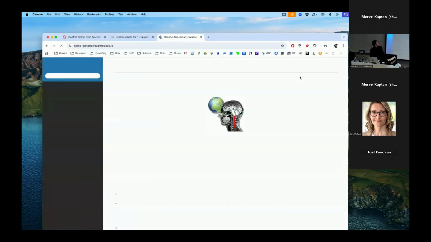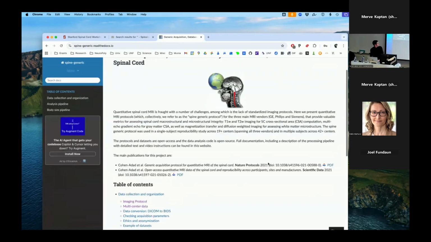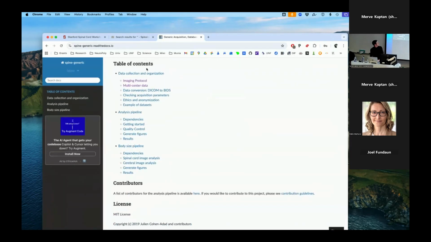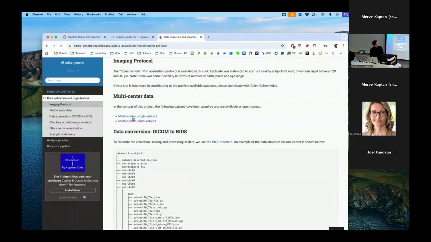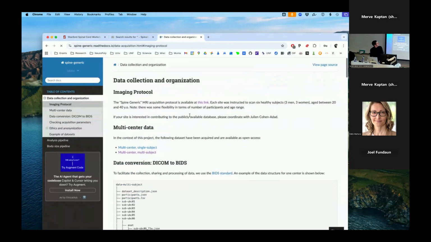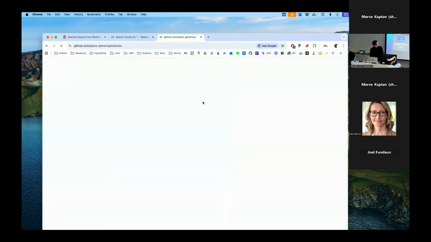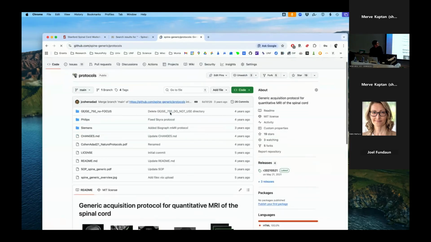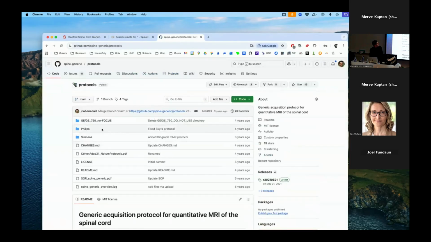And Julien, ideally, should I have posted on forum MRI acquisition? Or this is fine? I think it's fine. Imaging protocol here. Okay. Is that right? Where is it? Imaging protocol. Yeah, that's not very intuitive, and we should maybe fix that. Anyway, so that's the GitHub where the protocol is, and it could be downloaded for the different vendors.